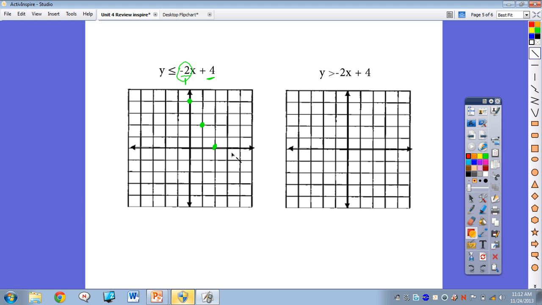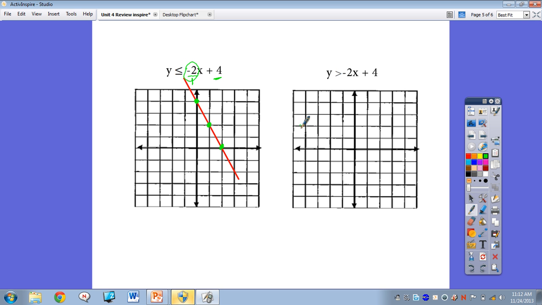But before I do that, this is an inequality, and so there are two things that are different than just a normal equation. Before I connect these, I have to look at this sign. It's less than or equal to. Since it's including the equal to part underneath this less than sign, you can go ahead and put a solid line through your points. If the equal to wasn't there, then you would have to do something different, and we'll go over that in the example over here.